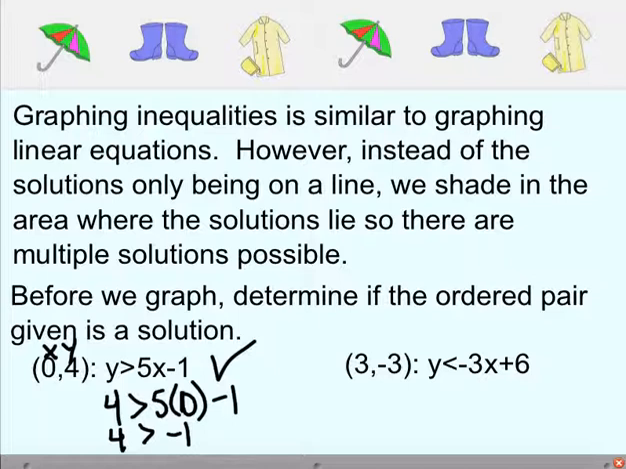And the next one, 3 comma negative 3. We would plug in y as negative 3 and have y less than negative 3 times 3 plus 6. So that means negative 3 is less than negative 3. Is that a true statement? No. This point is on our line, but because we have a less than symbol rather than a less than or equal to symbol, it would not be included in the solutions.